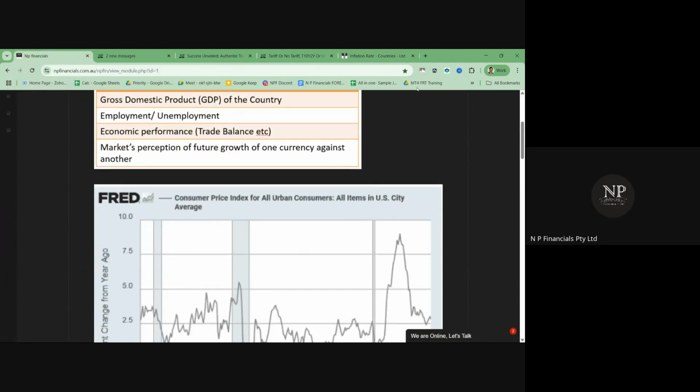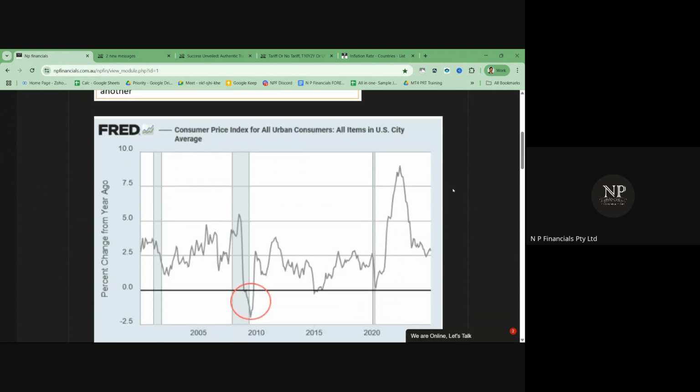So we thought we should also capture the consumer price index, CPI. As I told you, CPI leads to inflation, leads to interest rate, leads to foreign exchange rate. For all urban consumers, all items in the United States city average, during the global financial crisis 2008 to 2010 the CPI went very down, and during COVID it came very close to zero. But now we are quite at 2.5% CPI.